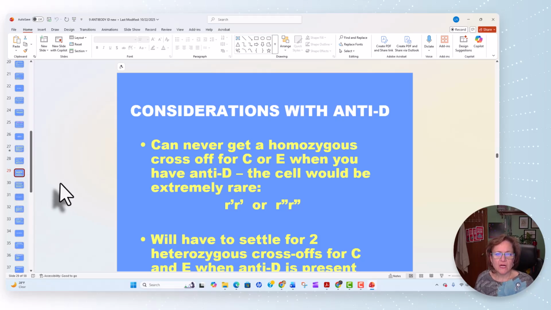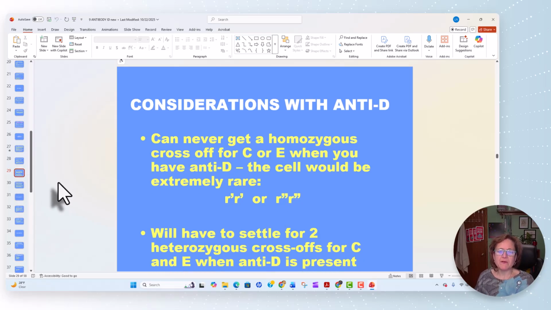We can never get a homozygous cross off for big C or big E when you have anti-D, because it would be really, really rare. And I say never, but I have actually seen it. I have seen cells very rarely that do have it, but you can almost never get a homozygous cross-off because you'd have to have an R prime or an R double prime, and we're not going to see those very, very often. So in those situations, we're going to have to settle for 2 heterozygous cross-offs for C and E when you're looking for an anti-D. So when you think it's an anti-D, 2 heterozygous cross-offs for big C or big E is totally fine.